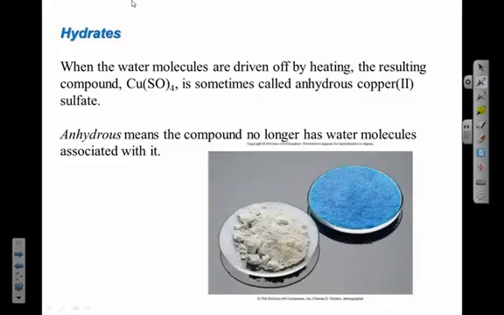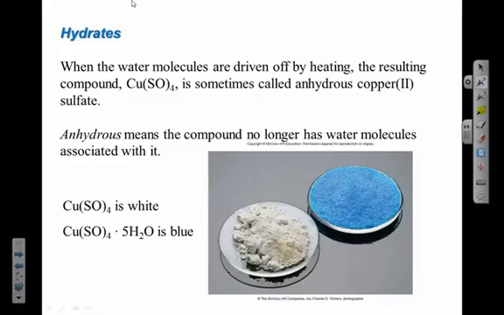And then often there's a difference in appearance. So this is the anhydrous version, and then the hydrated version I think has the water molecules associated with it. Or maybe I'm getting those backwards. I'm not totally sure which is which. Oh, there's the answer. I was wrong.